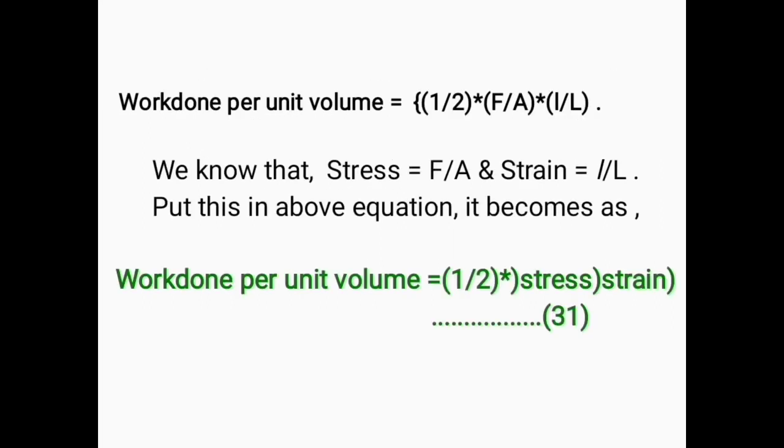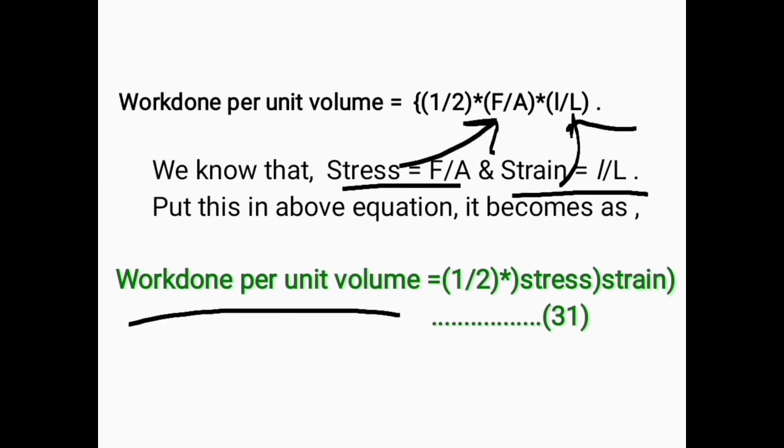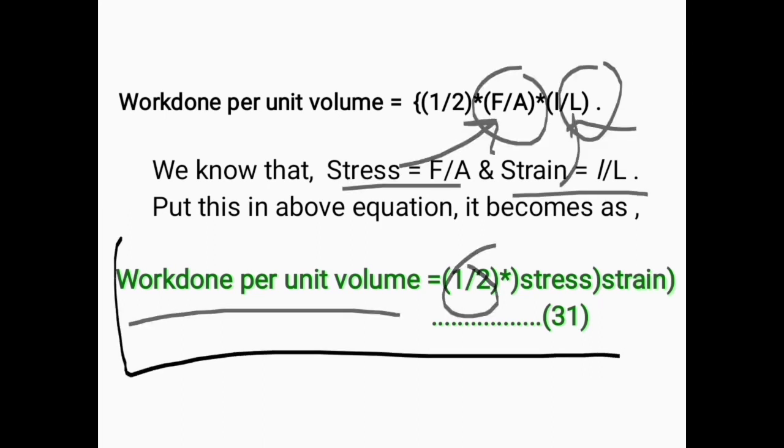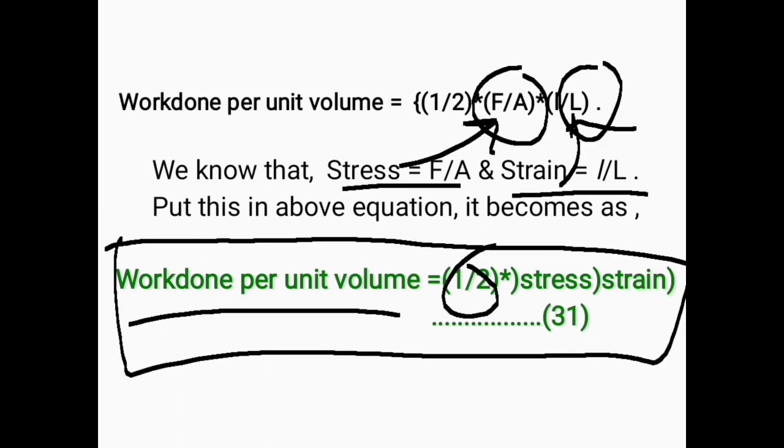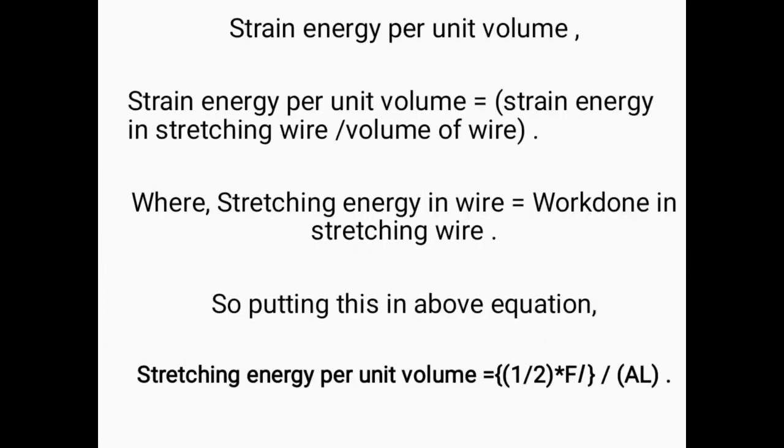And we know that stress is equal to force per unit area, and strain is equal to small l, that is change in length divided by original length. Put this value of stress and strain here, it becomes work done per unit volume is equal to half into stress into strain. That is equation number 31. This is the equation of work done per unit volume. This is the important equation.